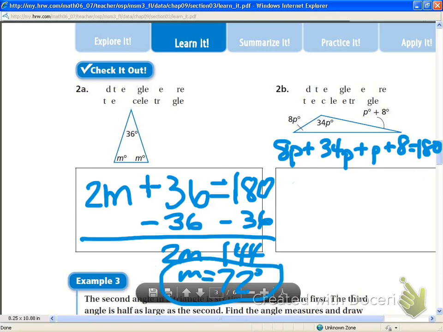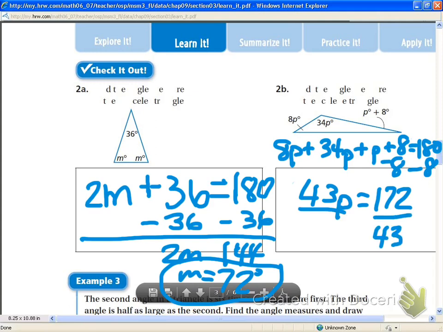Excellent job. And then for letter 2B, this is actually an algebra and geometry question combined. So what you're going to do is add all the p's. So add 8p plus 34p plus 1p. When I add 8 plus 34, I get 42. 42 plus 1 is 43. So I should have 43p. And I'm going to subtract 8. So 180 minus 8 is 172. So take 172 divided by 43.